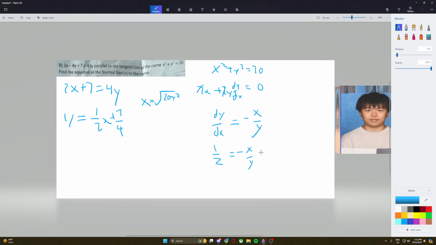Okay. So once you're given that, you plug in x for that. 1/2, or you know what, I'll multiply y on this side. So y over 2 equals negative square root of 20 minus y squared. And if you square the whole equation, the negative disappears, because squaring things gets rid of the negative.